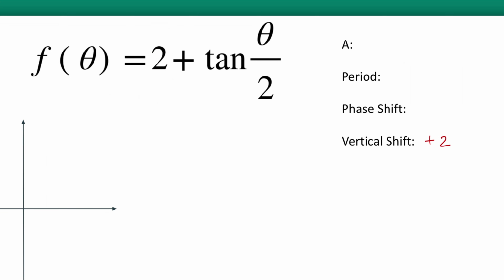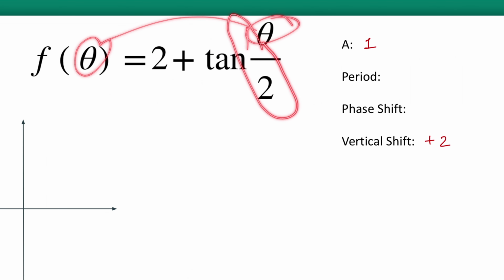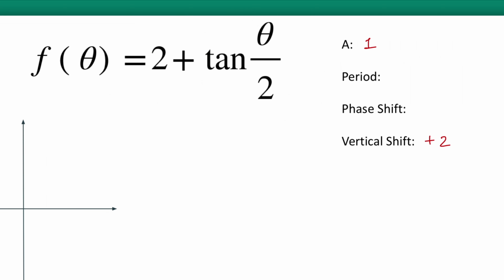Our a value is just a 1, right? Because there's nothing right here, all right? Now, we don't have a c value at all because there's no parentheses. We're not adding a c like that or doing anything there. But we do have a b value. It is 1/2 because theta is not included. It's our input, all right? So we have no phase shift, so I'll cross that out.